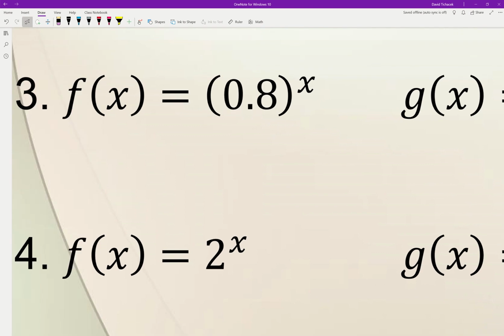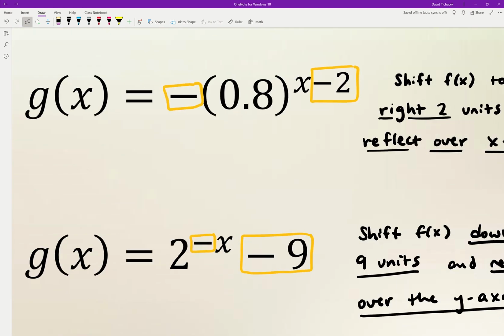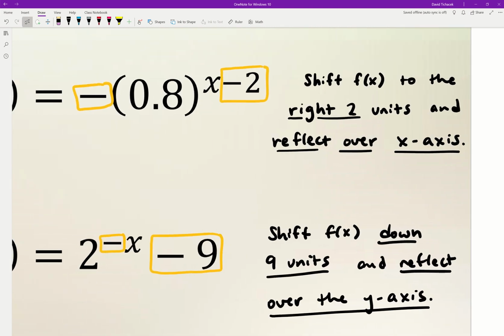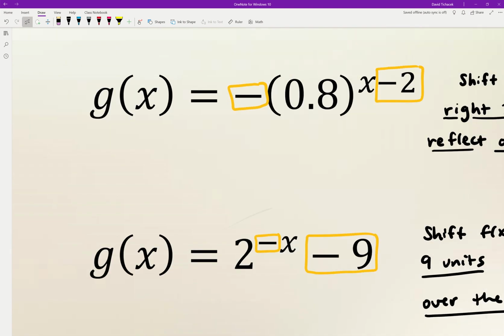In the third example, if I have f of x equal to 0.8 to the power of x, then if we introduce a negative out front on the output and then go inside to the input and take away a 2, that's going to create these transformations. We're going to shift the graph of f of x to the right 2 units because of that minus 2, and then we're going to reflect over the x-axis because of that negative out front on the output.